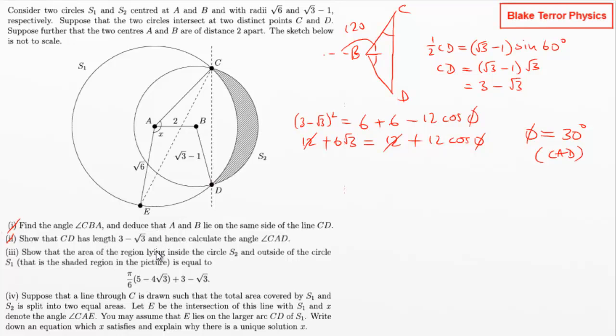Show that the area of the region lying inside the circle S2 and outside the circle S1, so the shaded region, is equal to all of that. I always like these sort of ones. They do these questions a lot on the physics papers, or the math section of the physics papers. So for that area, let's do our little word equation.